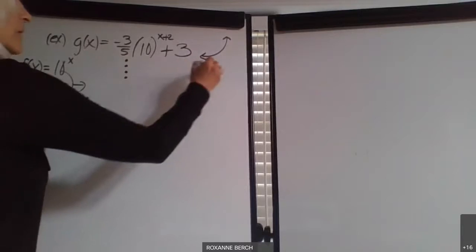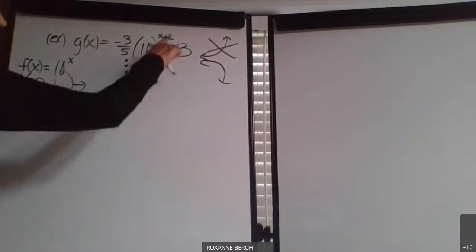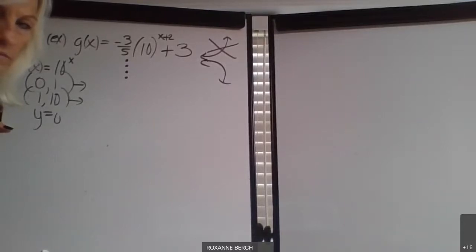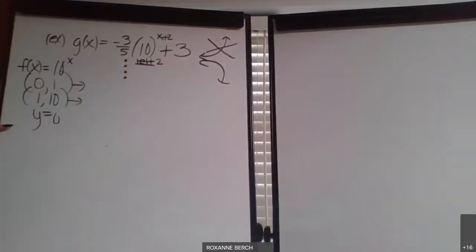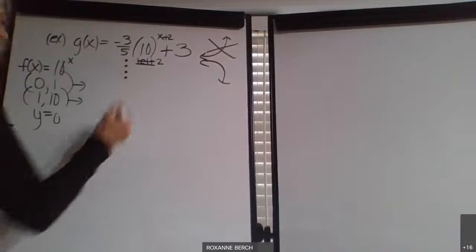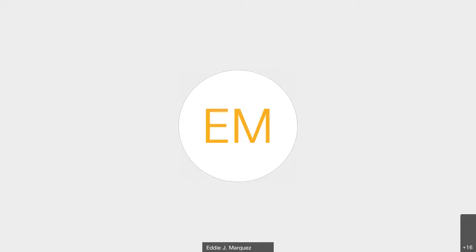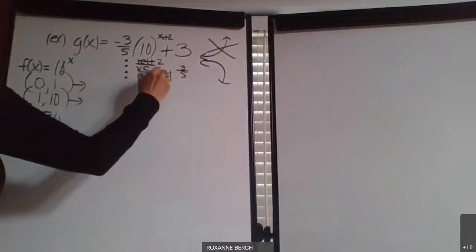It reflects over the x-axis. So it's not going to look like that at all. It's going to look like that. So the first thing is what? Is that left or right? Left. Left 2. Then what? Vertical compression by 3/5, and then a reflection over the x, and then what?